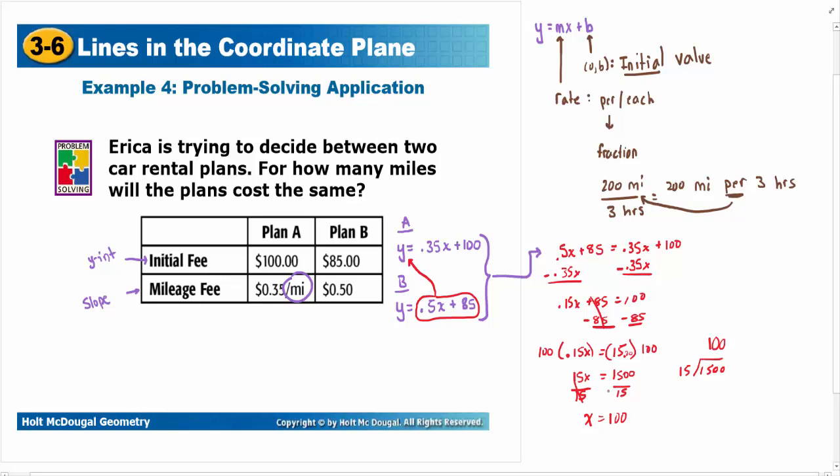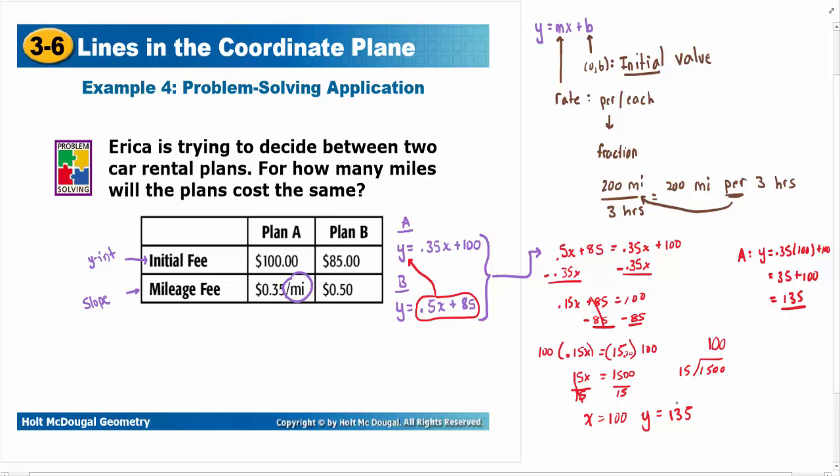So the question is, now that you know that, the question really is going to be this. Actually, let's go ahead and find y before, so I can explain the whole situation. So to find y, let's take either one of our equations. It doesn't matter which one. I'll pick a. And I'm going to plug in 100 for x. So this would be y equals 0.35 times 100 plus 100. So that's going to be 35 plus 100, so 135. So this is your intersection point. Okay, that's where those 2 lines are going to touch.